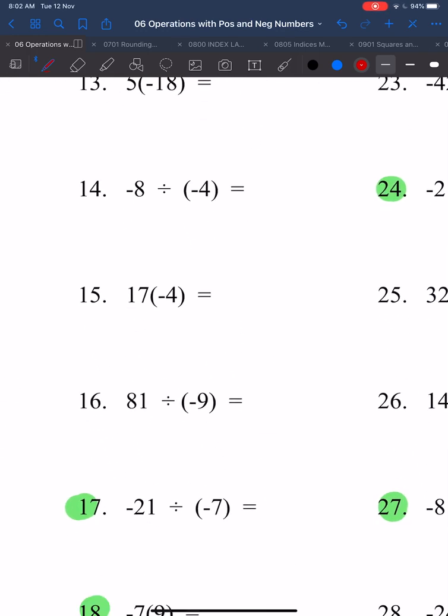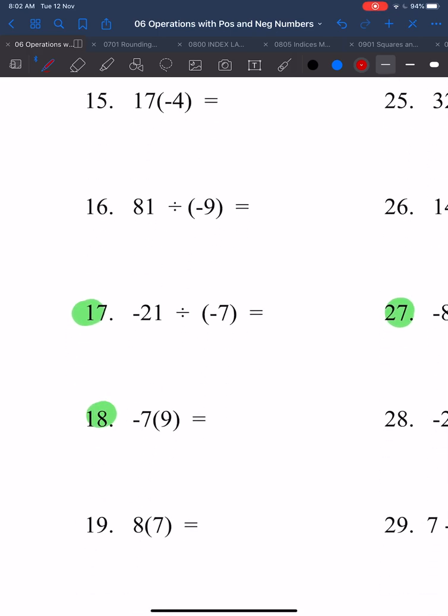Okay? Now let's look at this one. Ooh, another negative and negative. Negative, negative division. Negative divided by a negative number will give you a positive answer. So let's look at this. 21 divided by 7 is 3. But since it's negative and negative, the answer is positive 3.